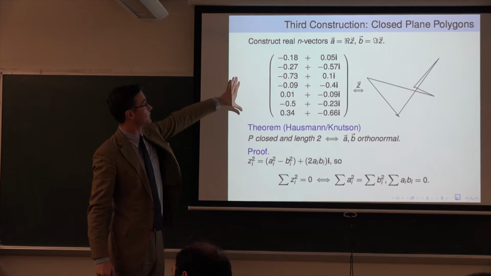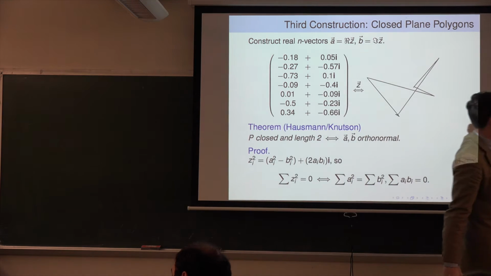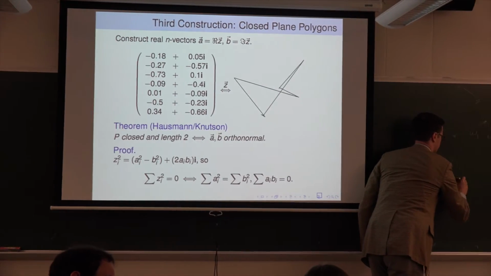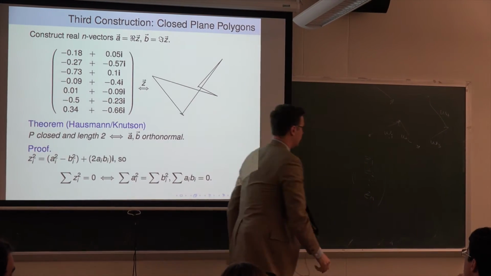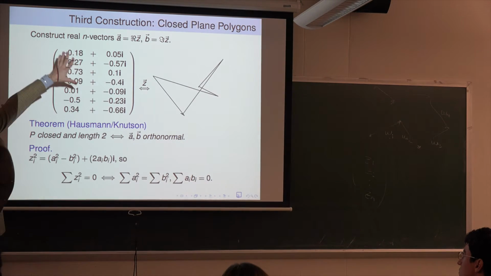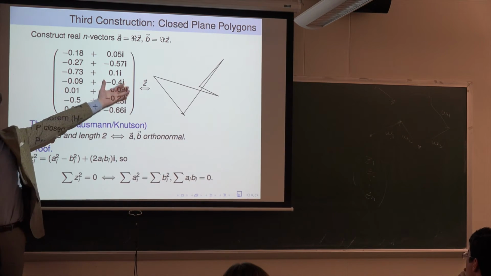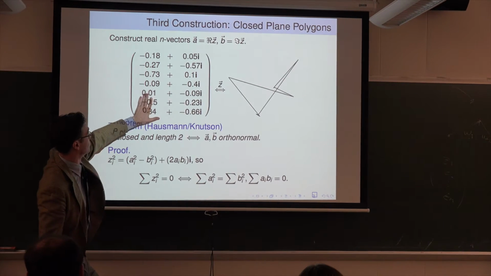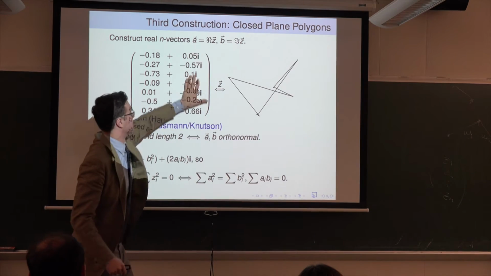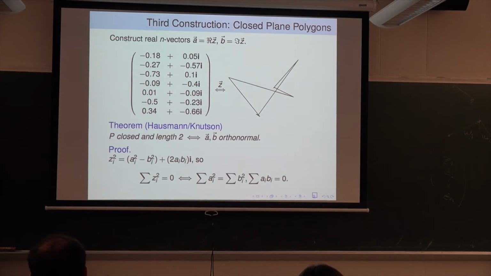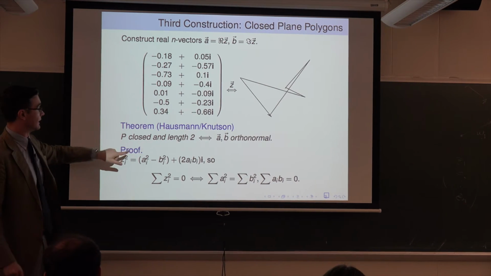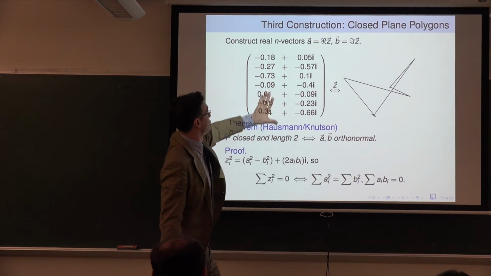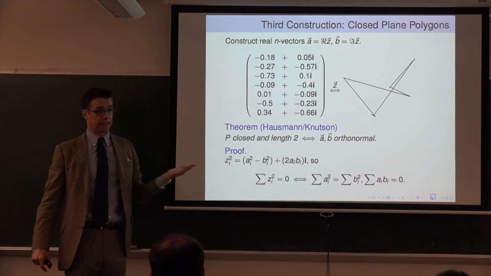So here's the condition. Remember, we took the square roots of each of the edges. That gave us a vector of complex numbers. And now I'm going to write that vector of complex numbers as real part plus i times imaginary part. I'm going to peel off the real part and think of that as a real n vector, and the imaginary part and think of that as a real n vector. And then the super amazing theorem is that your polygon is closed if and only if those two vectors are perpendicular and the same length.